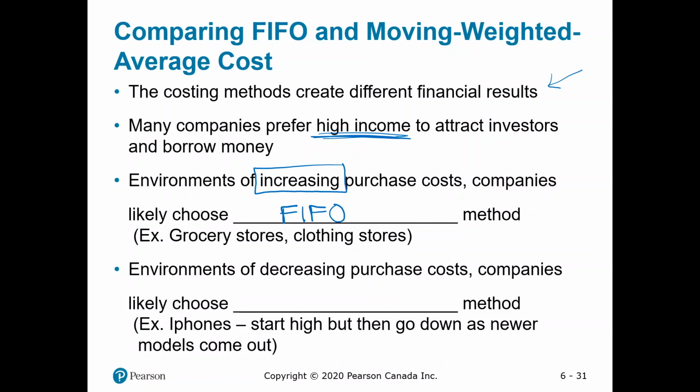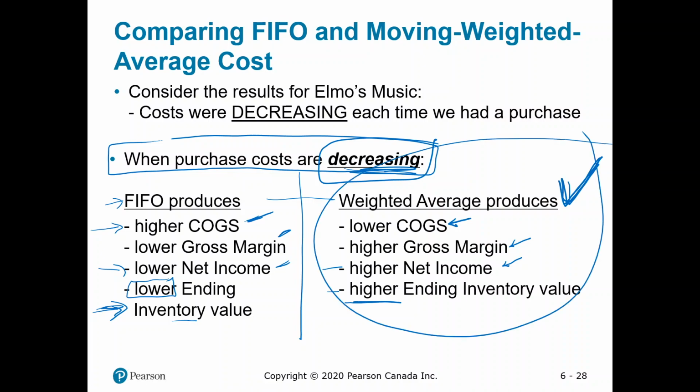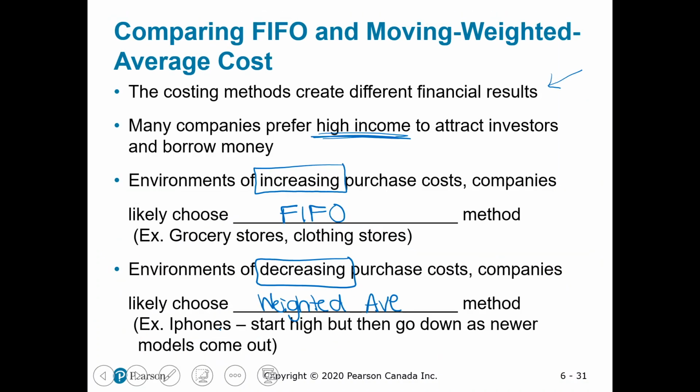In environments of decreasing purchase costs, companies will likely choose the weighted average. Because we saw from Elmo's music, when prices were decreasing, they looked better under the weighted average method. So typically, we see that prices increase, purchase costs go up. So just with inflation and the way life goes, as time goes on, prices go up. So that's more common. But there are environments where prices decrease.